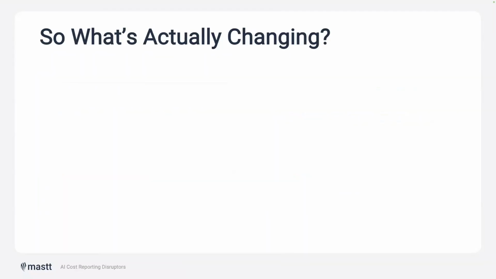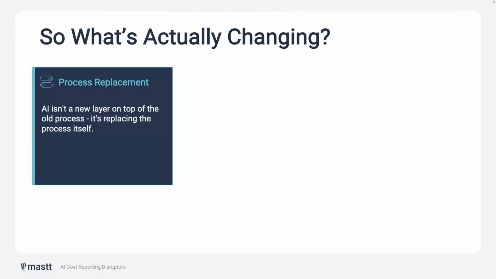All right, so what's actually changing? There are essentially three real shifts all happening simultaneously. The first is process replacement. So it's not just improvement. It's replacement. AI isn't just another layer on top of your existing workflow. It's actually being used to start replacing the workflow itself, which is really cool.